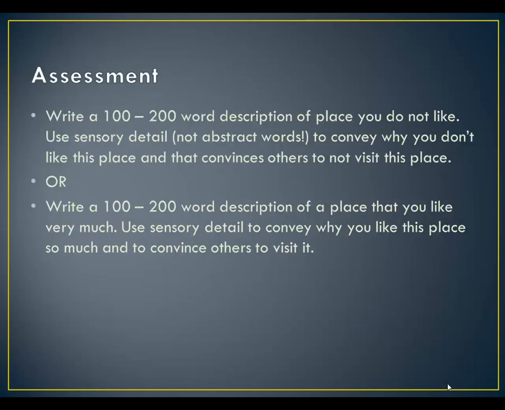So for your final assessment, please write a 100 to 200 word description of a place you do not like. Use sensory detail, not abstract words, to convey why you don't like this place and to convince others not to visit this place. Or you can do the opposite. You can write a 100 to 200 word description of a place that you like very much. Use sensory detail to convey why you like this place so much and to convince others to visit it.